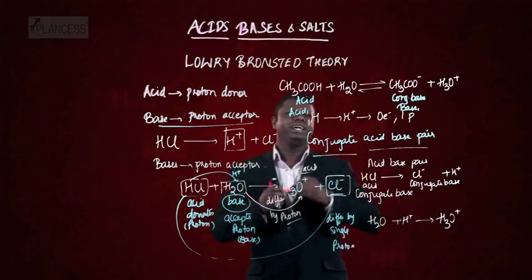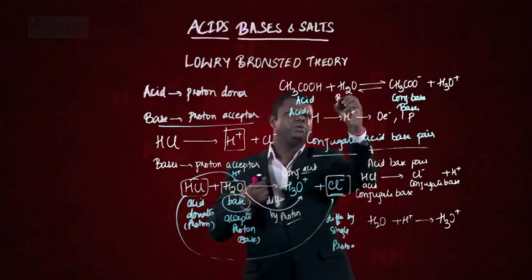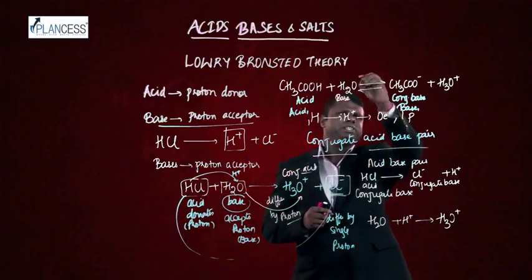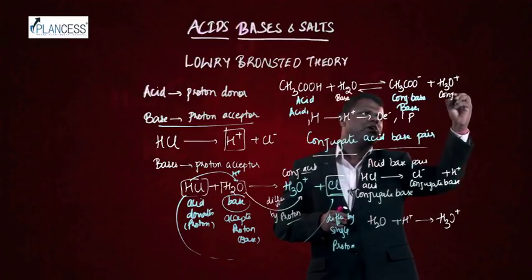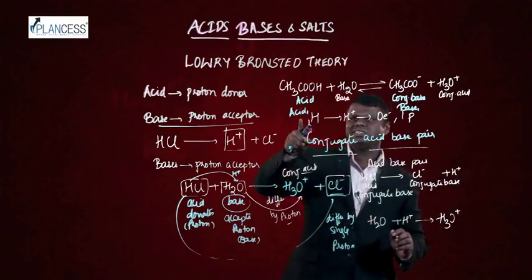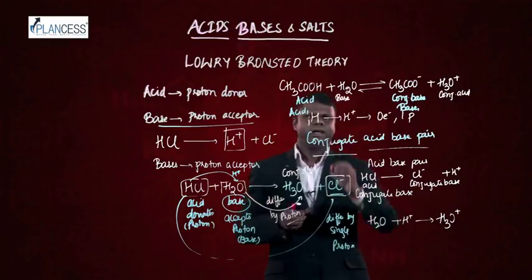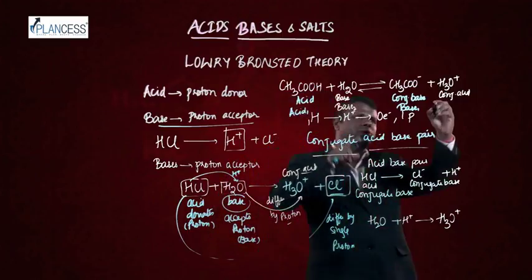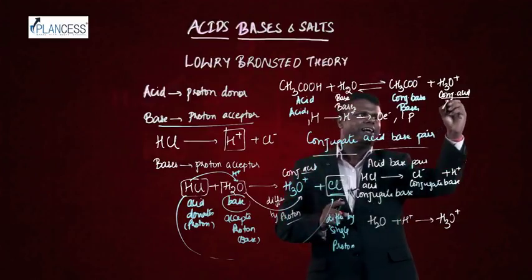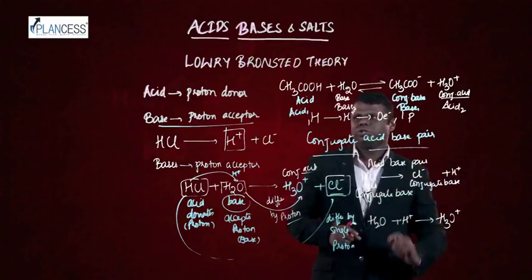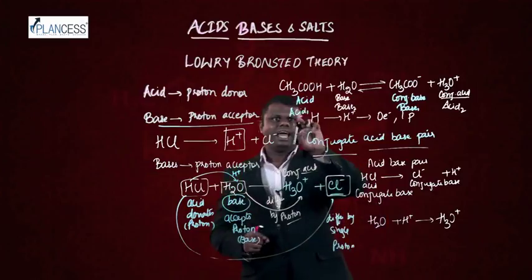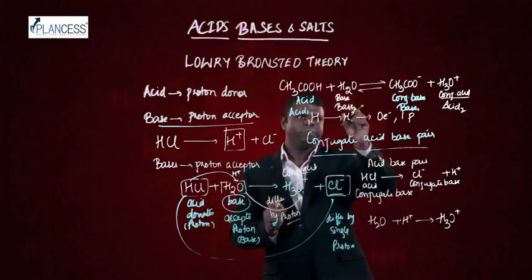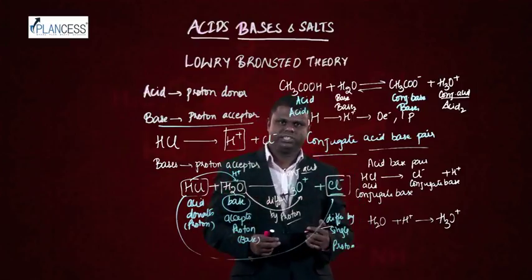Similarly, you have the next pair. Here you have a base, which is H2O. It accepts a proton and forms a conjugate acid. So if this is acid 1 and this is base 1, this has to be base 2, and you label the conjugate acid as acid 2. So it can be clearly understood that acid 1 base 1 is one conjugate acid-base pair, and acid 2 base 2 is another conjugate acid-base pair.